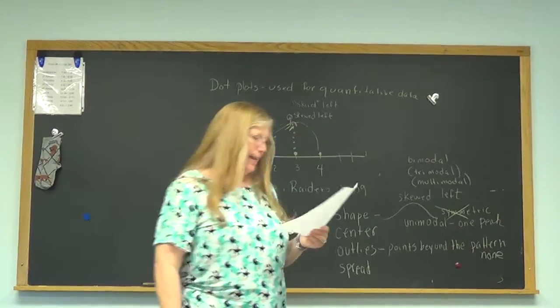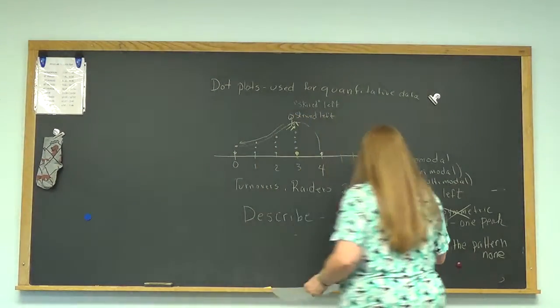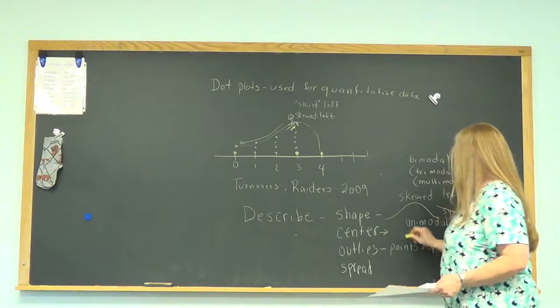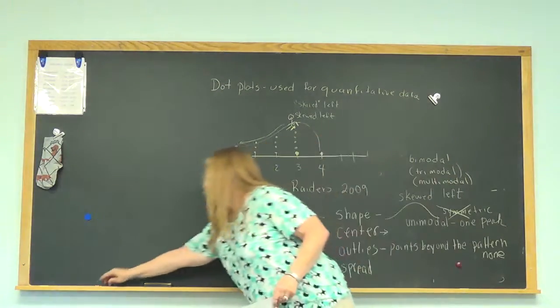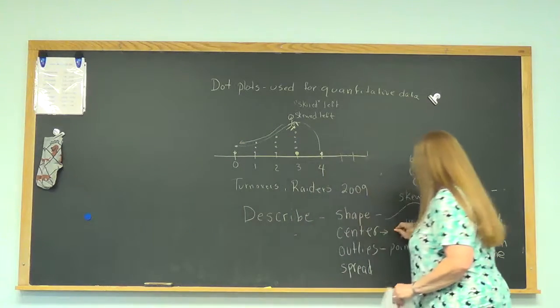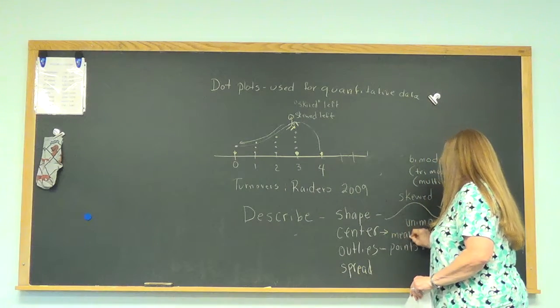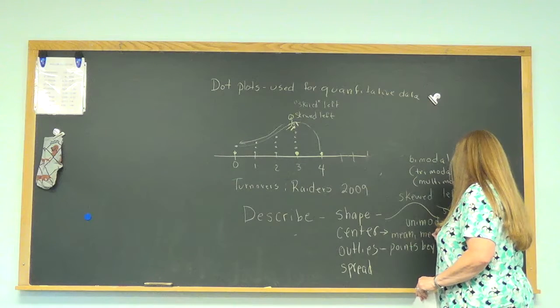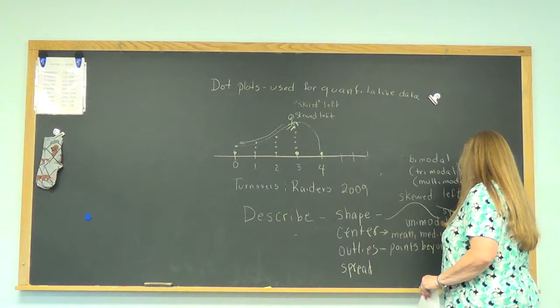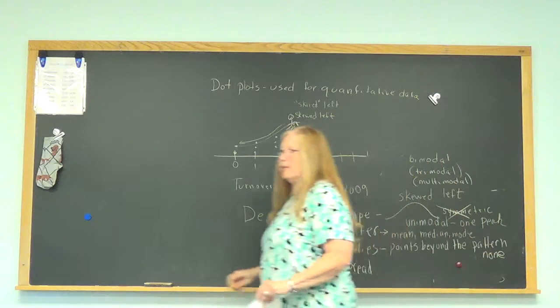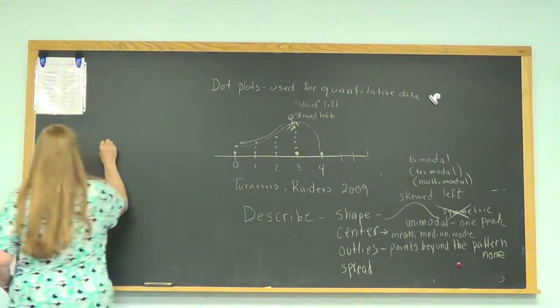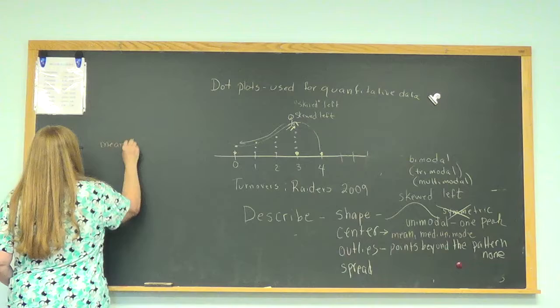All right, let's go to center. There are 3 ways to find the center, and I'm running out of room here. At least let me change colors. It is mean, median, and mode. Mean, median, and mode. So let me describe each one. The mean is just another word for the average.